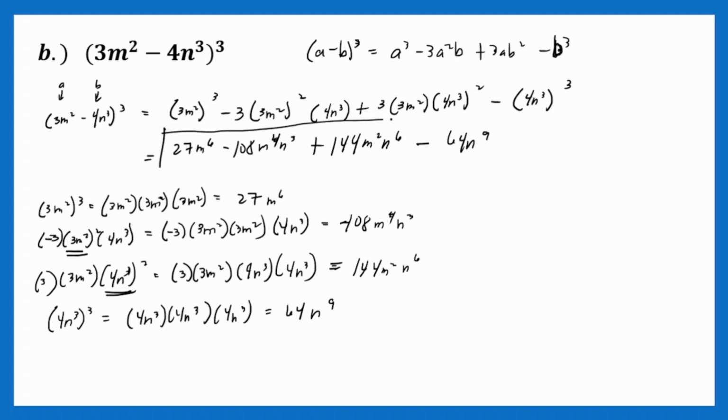Alright, so box natin yung final answer. And so, we have 27 m raised to 6 minus 108 m raised to 4 n cubed plus 144 m squared n raised to 6 minus 64 n raised to 9. Alright, so that's the final answer for letter B. So, let me know kung nakuha mo yung tamang sagot for that para makongratulate kita.